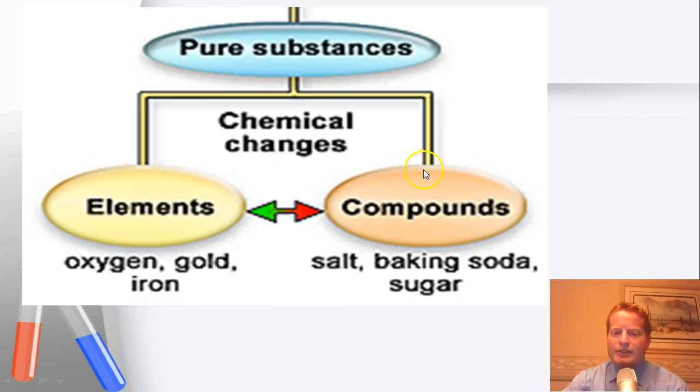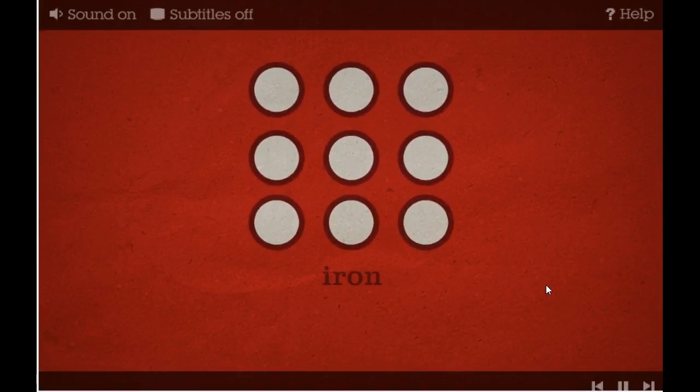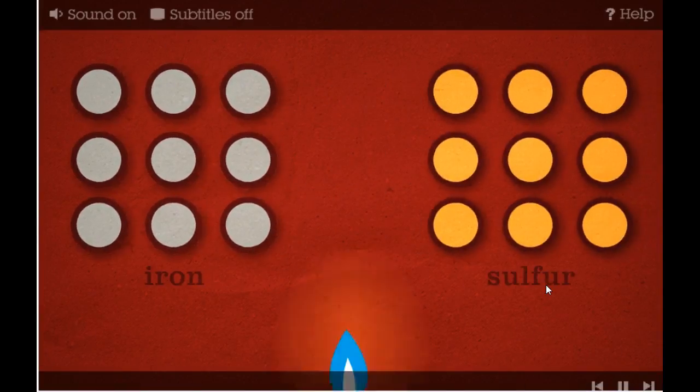Something else I wanted to mention is that these can only be changed by chemical changes. So the only way to change an element into a compound or vice versa is by a chemical change. So if you want to create those bonds or break those bonds, the only way to do that is by a chemical change. And I wanted to show you what I mean, because this will be important for differentiating between these and mixtures. Here is an atom. This one is an iron atom. Here are some more. And here is some sulfur.